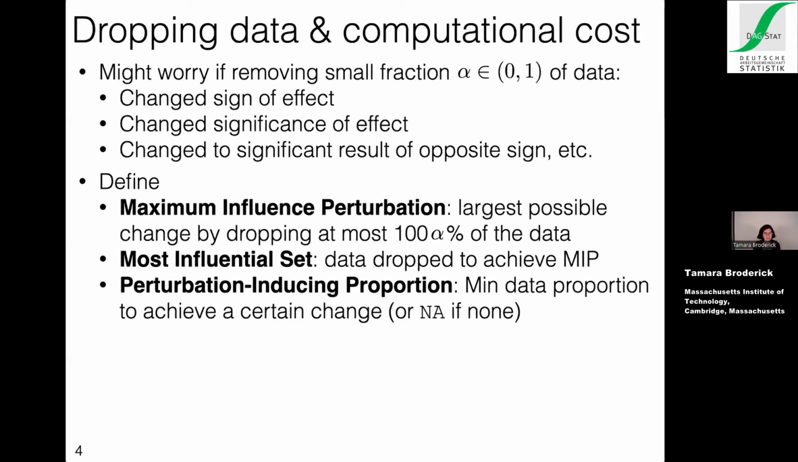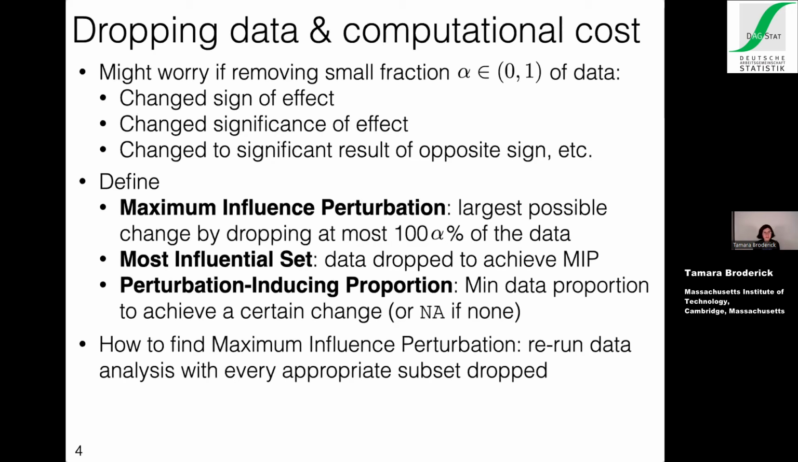Another way to think about this is what we're going to call a perturbation-inducing proportion. This is the minimum data proportion that is necessary to achieve a certain change. So for instance, suppose that, again, I'm concerned about changing the sign of an effect. That's how I'm making my decisions based on the sign of an effect in my analysis. Then I might ask myself, how much data do I need to drop to change the sign of the effect? If it's very, very, very small, I'm concerned. If it's larger, like on the order of even 4% or 5% of my data, I might stop being as concerned because eventually I'm going to change enough of my data that I can change my analysis.